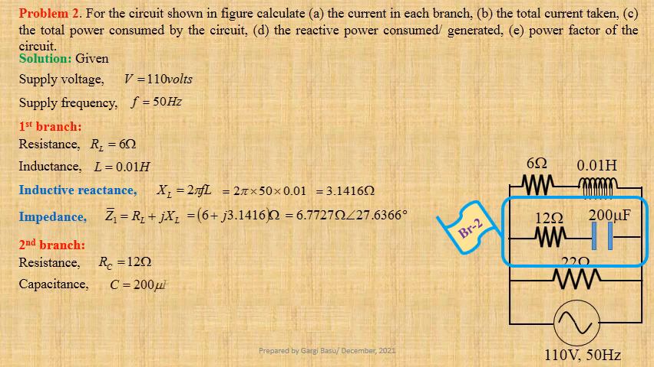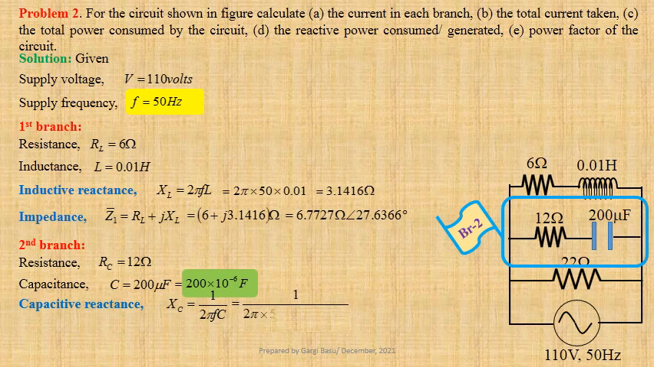For the second branch, given resistance RC equals 12 ohm and capacitance of the capacitor C equals 200 microfarad, that is equal to 200 into 10 to the power minus 6 farad. Let us now determine capacitive reactance. XC equals 1 upon 2 pi f into C. Using values we get 1 upon 2 pi into 50 into 200 into 10 to the power minus 6. That is equal to 15.9155 ohm.